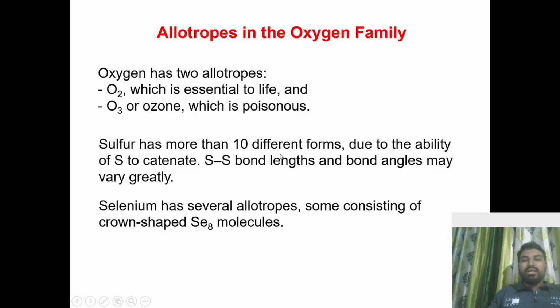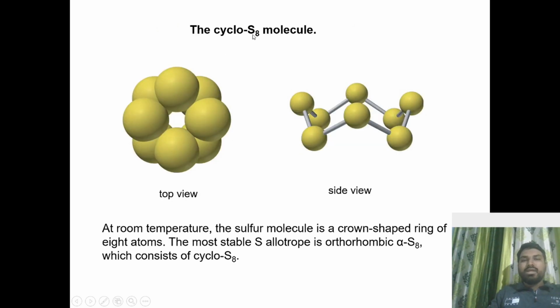Sulfur has more than 10 different forms due to the ability of sulfur to catenate. S-S bond lengths and bond angles may vary greatly. Selenium has several allotropes, some consisting of crown-shaped Se8 molecules. The cyclo-S8 molecule: this is the top view, this is the side view. They have alpha sulfur, which consists of cyclo-S8.